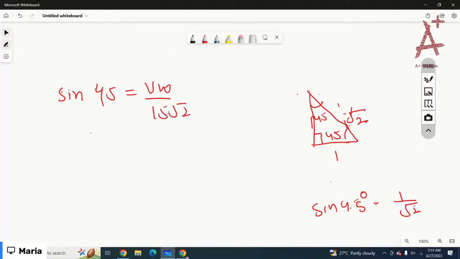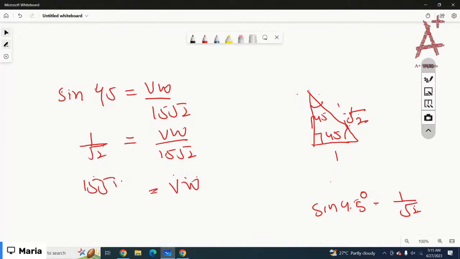So in the special triangle, sine 45 is 1 over square root 2. So just solve it, it would be 15 square root 2. Cross multiply, it would then be VW equals 15 square root 2 over square root 2. The square root 2 and square root 2 cancel out each other. You are left with 15. That means VW equals 15. Got it? You need to calculate the other side.